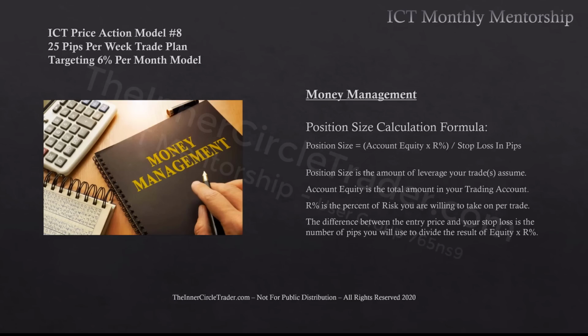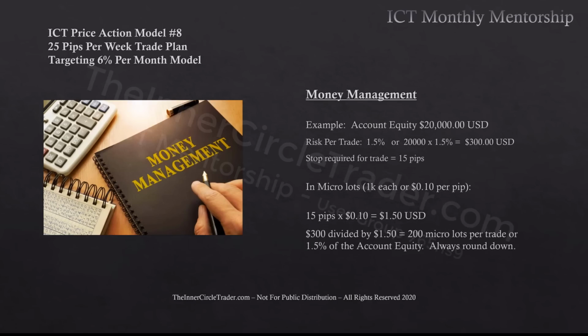The difference between the entry price and your stop loss is the number of pips you will use to divide the result of equity times R%. As an example, account equity of $20,000, risk per trade 1.5%, or 20,000 times 1.5% gives us $300. The stop for this model, we're going to be using 15 pips.